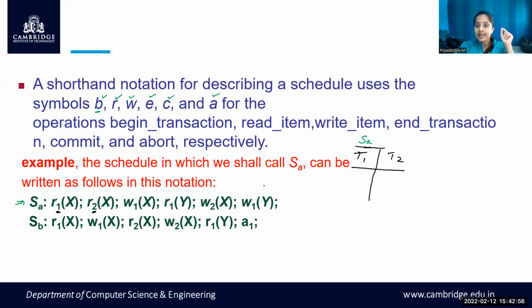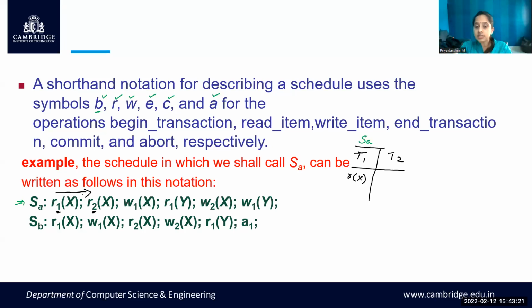R tells me it is a read operation from transaction 1. So it is R of X. After that, what follows? The schedule gives me the order of the operations of the respective transactions, which operation has to execute in which order, one after the other.